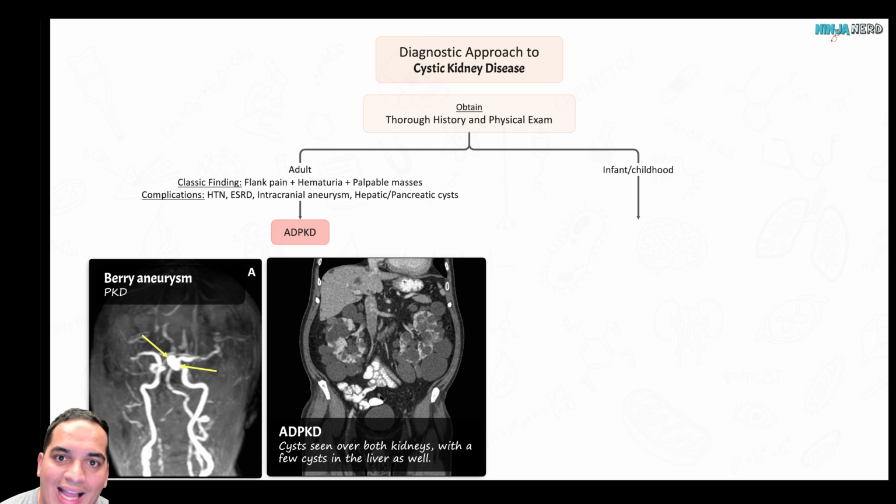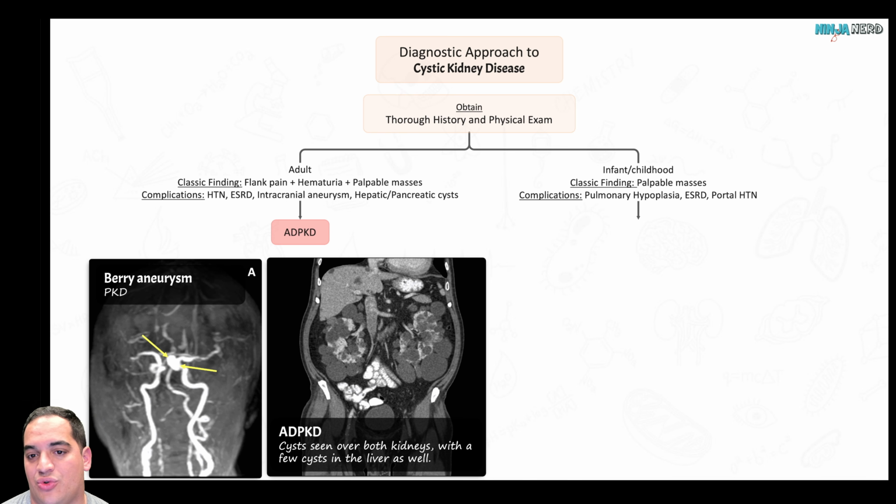With a child or in utero, I'm thinking more about autosomal recessive, especially if I see those palpable masses in the infant. And again, the complications that highlight this one are pulmonary hypoplasia, where they'll present with significant respiratory distress, usually at birth, end-stage renal disease, and congenital hepatic fibrosis, which leads to portal hypertension.